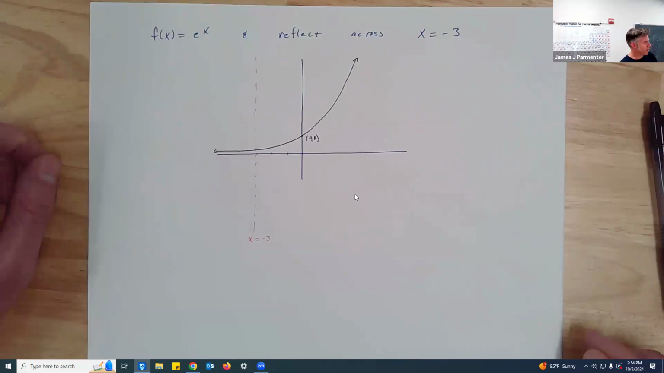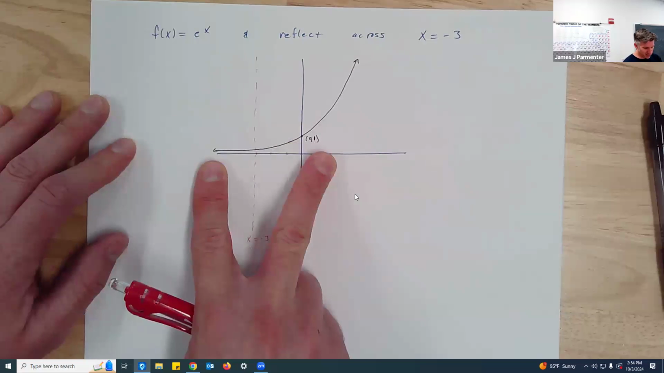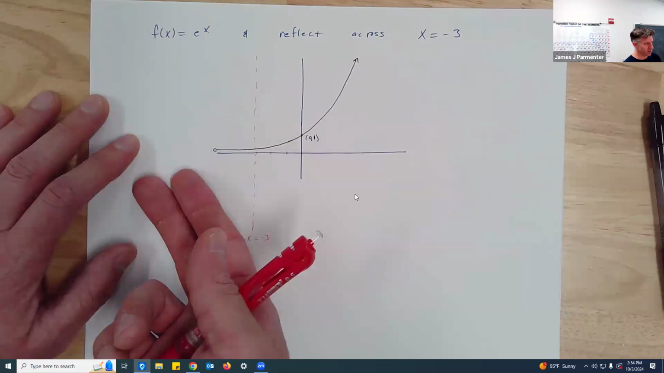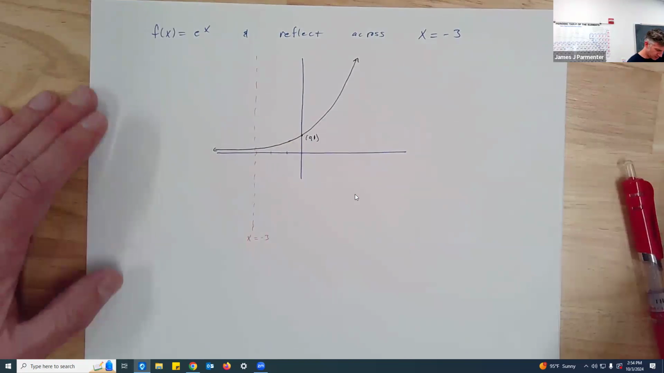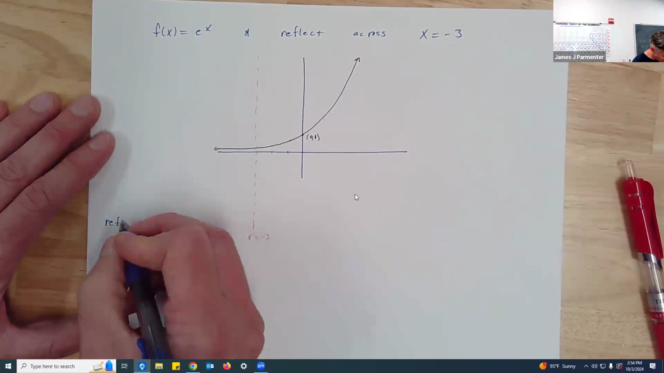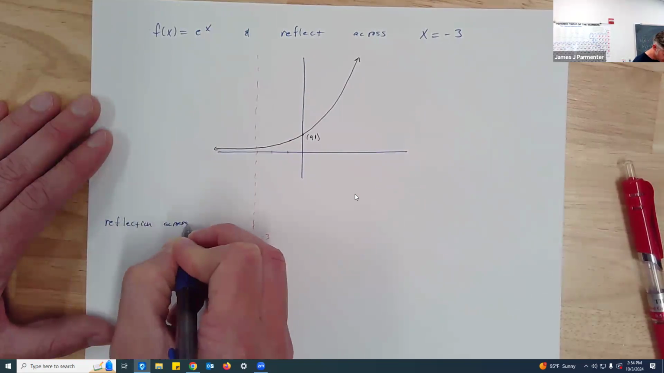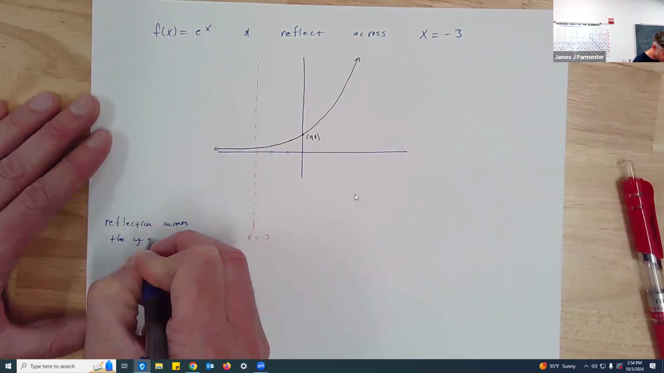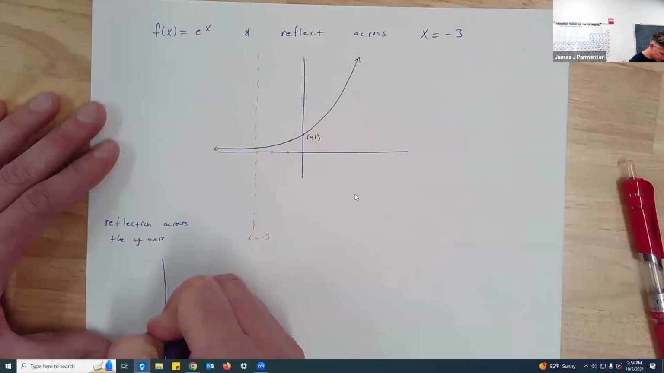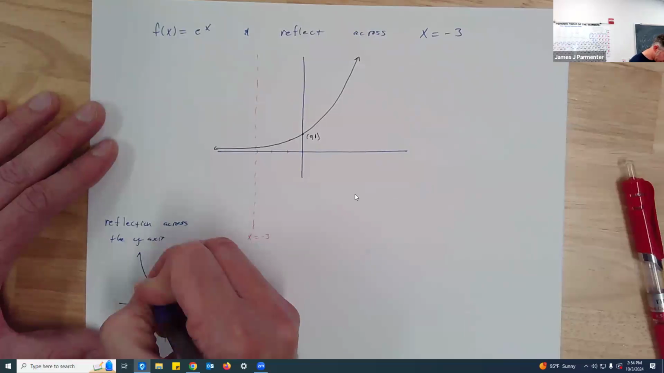If I was trying to make this happen, what would I do? I guess I would do the reflection first and then the shift second. I don't love it, but I'm going to try and make it work. So, reflection across the x-axis, across the y-axis. That's going to just take that and turn it around. It'll look vaguely like this.